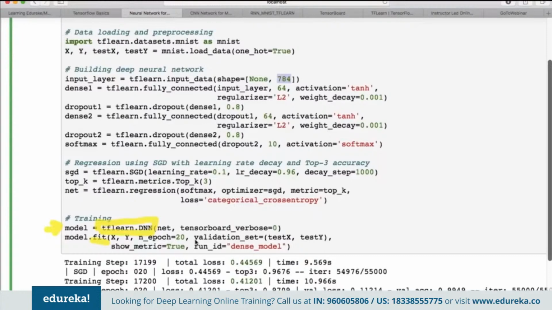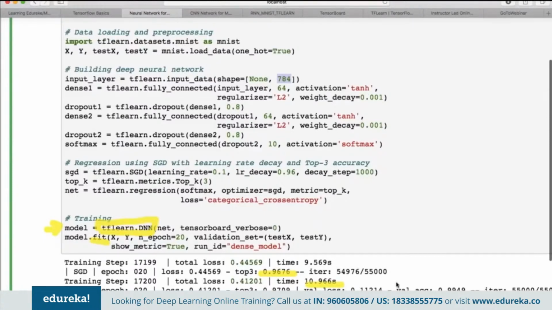Number of epochs is the number of times you need to run it. The validation set is test X and test Y, show metric equal to true, and you can give it the model name as dense model. It'll run for as many iterations and give you all the statistics like top 3 accuracy, how much it was on training for the first one, and then how much time it took to run, around 10.9 seconds.